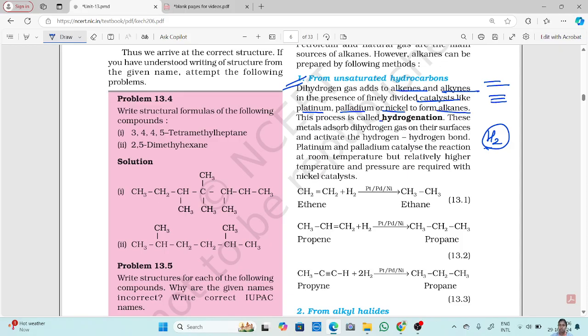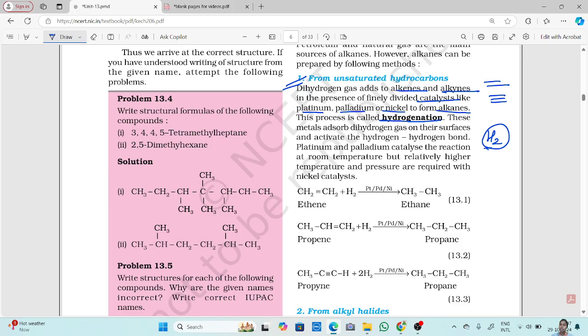Now this process is called hydrogenation. Why hydrogenation? Because you are adding hydrogen. And these metals absorb dihydrogen gas on their surface and activate the hydrogen bond. The metals like platinum, palladium and nickel are metals. What they do is they absorb the dihydrogen gas on their surface and activate the hydrogen bond.